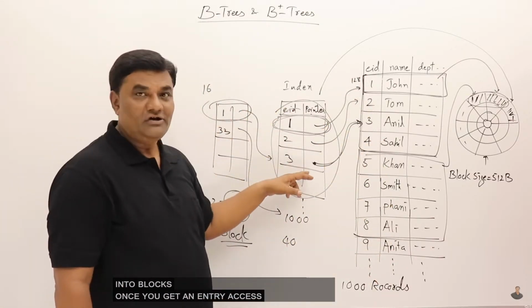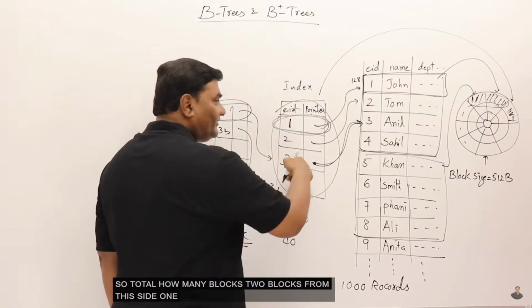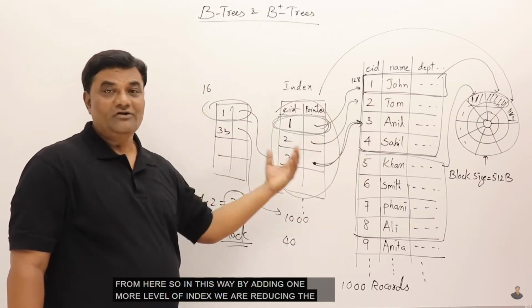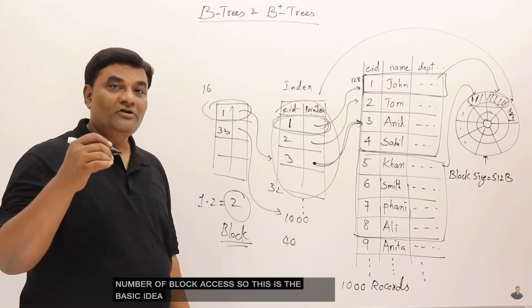So search in 2 blocks. Once you get an entry, access the block here. Then once you get an entry, access the block here. So total how many blocks? 2 blocks from this side, 1 block from here, 1 block from here. So in this way, by adding one more level of index, we are reducing the number of block access. So this is the basic idea originating for B and B plus trees.